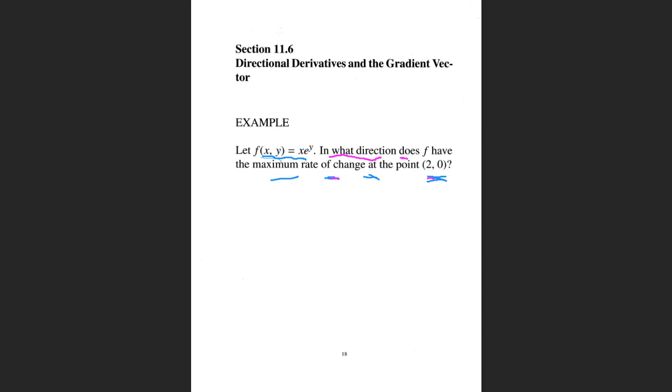But yeah, knowing the maximum rate of change and the direction of that maximum rate of change is important, right? Because if the maximum rate of change is in the direction of your lodging or something, that could be dangerous. So there are a lot of practical applications here. So how are we going to find this?